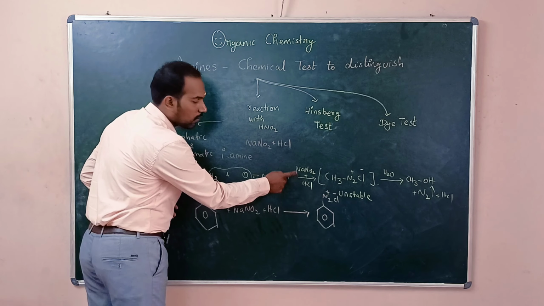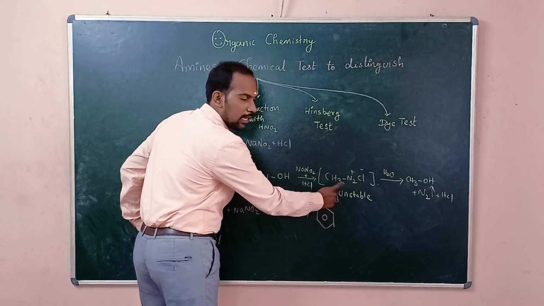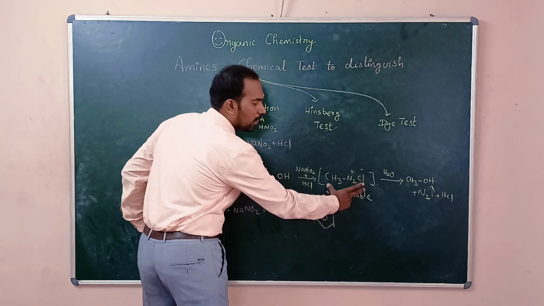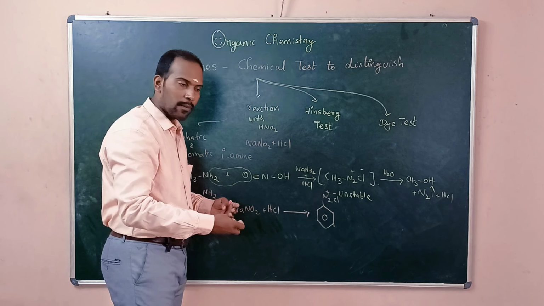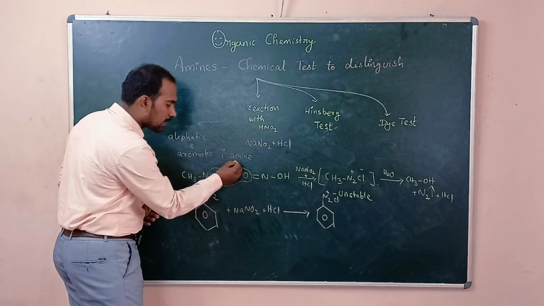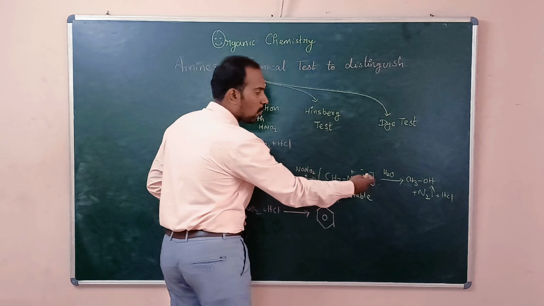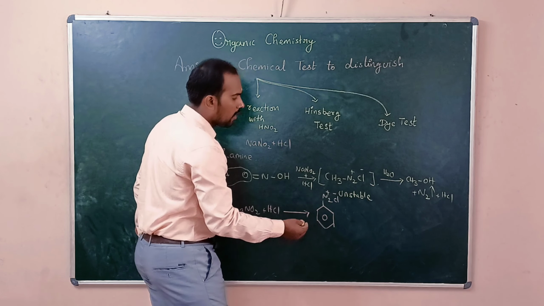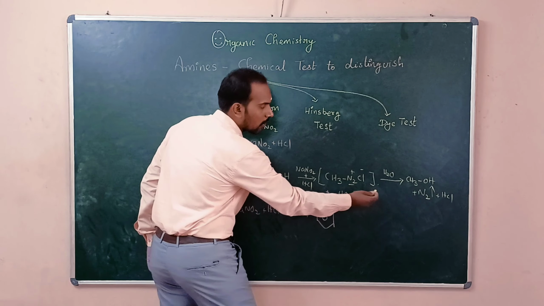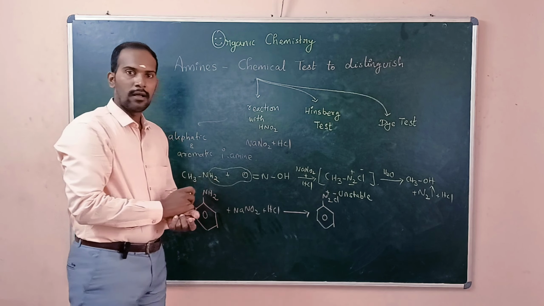So what do we add? NaNO2 plus HCl. Okay, it forms CH3N2 plus Cl minus. What kind of compound is this? An unstable compound. In this unstable compound, dehydration takes place. Here water is removed, and this unstable compound reacts further with water and forms methanol. And nitrogen gas is liberated, and HCl is also removed.